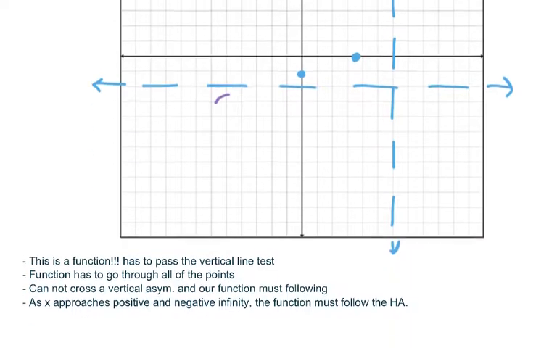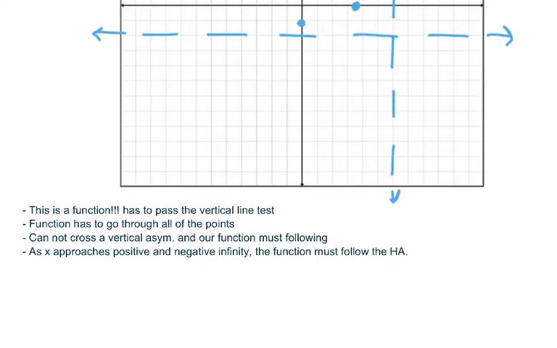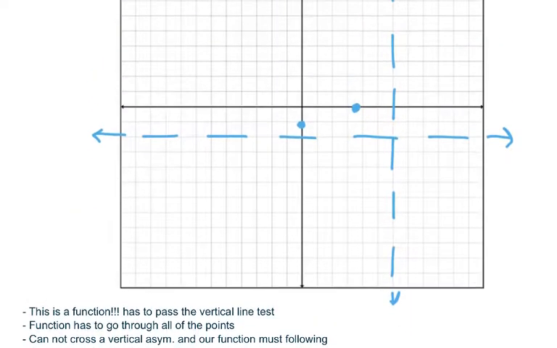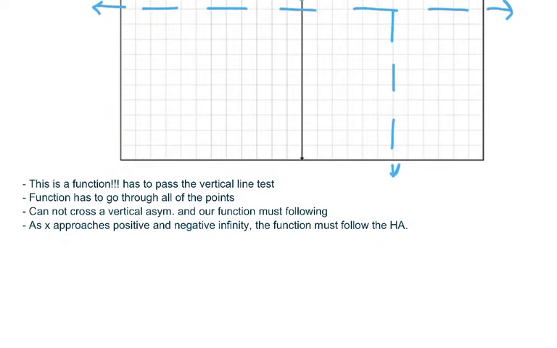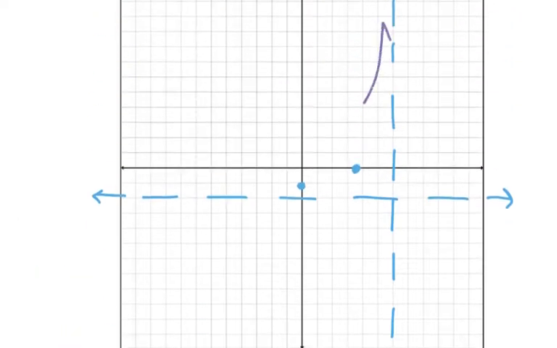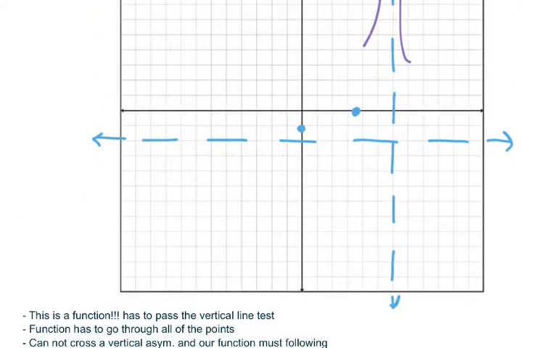And then also we have that it has to hit all of the points, right? So I can't just say, oh, my graph is going to look like this, because it hasn't hit this point right here. So it having to hit all the points helps us get a good picture of it. It can't cross a vertical asymptote, and our function must follow it. So we know that our function is going to be some variation of one of these four things. Actually, two of the four is what it's going to look like.